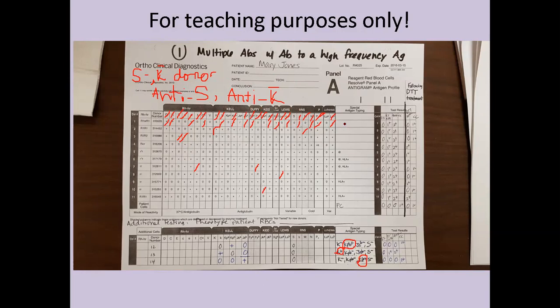I put this one together just so that you could see how we could use another tool in our toolbox, so to speak, the DTT, to eliminate KELs, to find the second antibody, and then go back, once we know that one, to figure out what high frequency antibody the patient has.